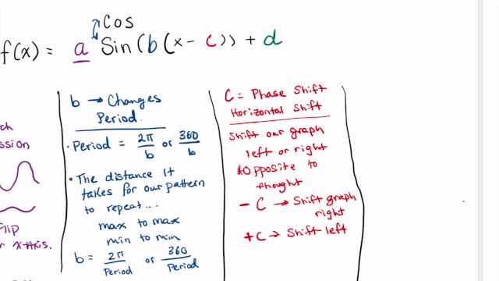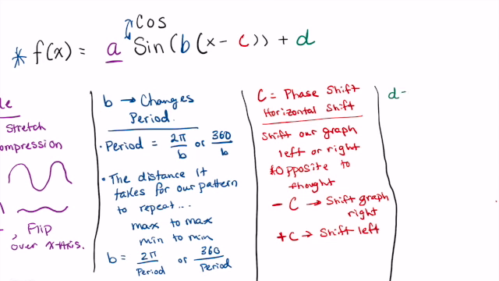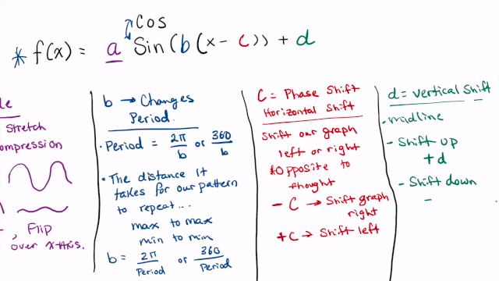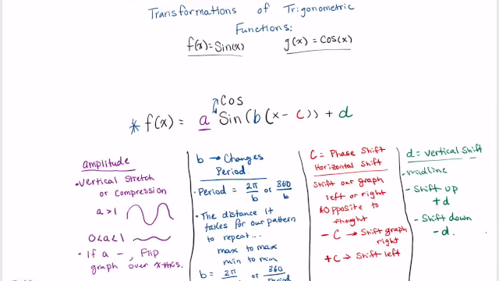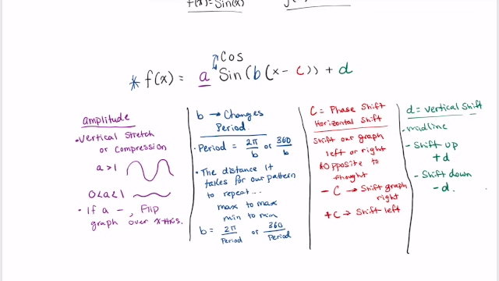Finally, our last transformation is D, which represents our vertical shift. Also, this is referred to as our midline. This simply shifts us up if it's a positive D, or we shift down with a negative D. Okay? So these are our transformations that occur when we are dealing with sine or cosine.